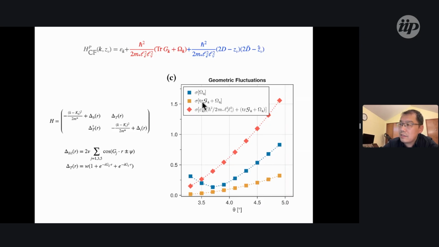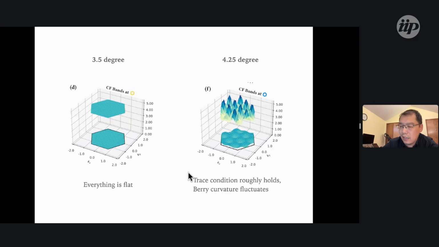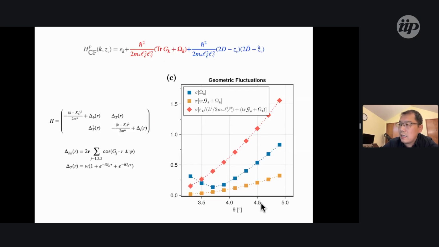And then you can also look at the trace condition. So the trace condition, in fact, is pretty good. As you increase the twist angle, it will increase, but not by a lot. So I would say in this whole range, the trace condition is almost satisfied. And now look at this red curve. The red curve is the sum of the first and the second term. But you can see the red curve, in fact, increases drastically, because when you increase the twist angle, the band dispersion becomes really, really big. So that's how the terms in this HCF Hamiltonian change.